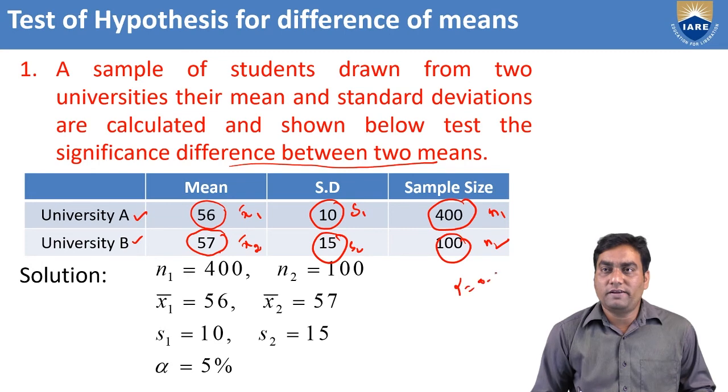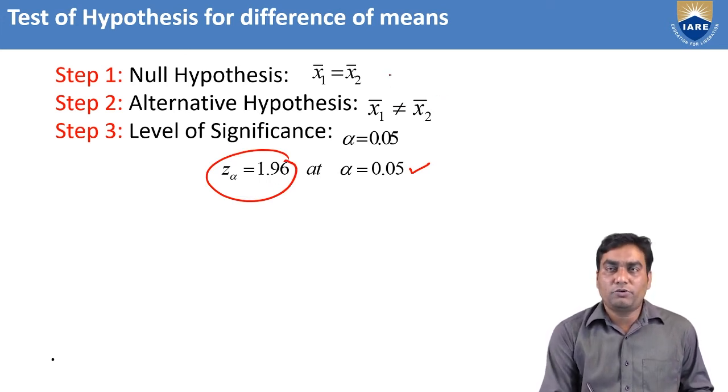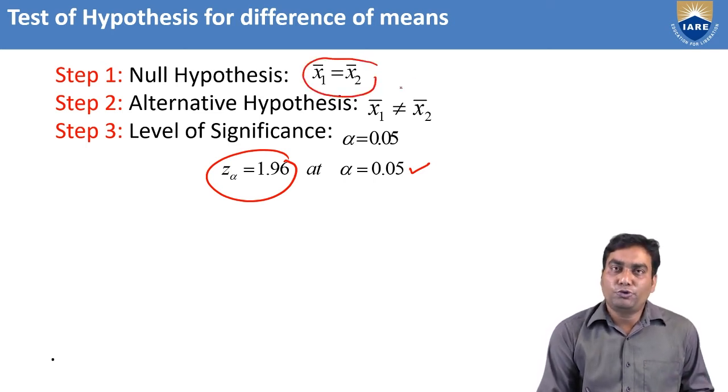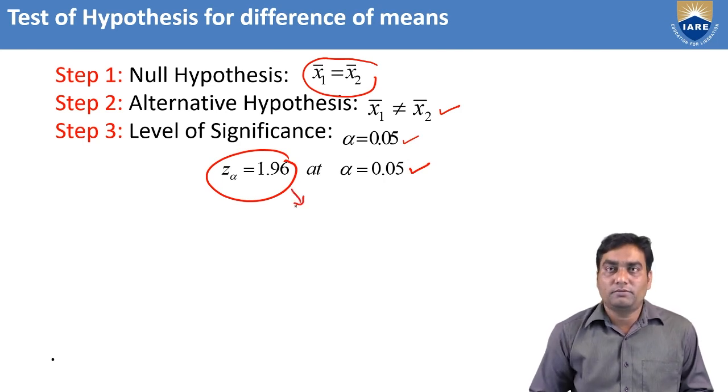And alpha value is not given. You can take the general level of significance 0.05. At alpha equal to 0.05, Z alpha is 1.96. We are going to follow the test of hypothesis procedure. First step, we are going to set up the null hypothesis. That means there is no difference between the given two sample means. And in the alternative hypothesis, we take against the null hypothesis. That means there is a difference between the given two sample means. And level of significance alpha equal to 0.05, we can take Z alpha value 1.96 from table.